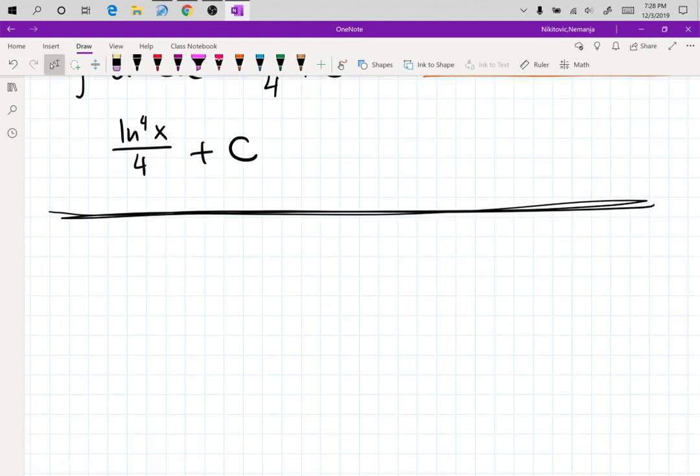All right. Let's cool it off a little bit. The integral of 3 x to the 6 divided by x to the 7 dx.